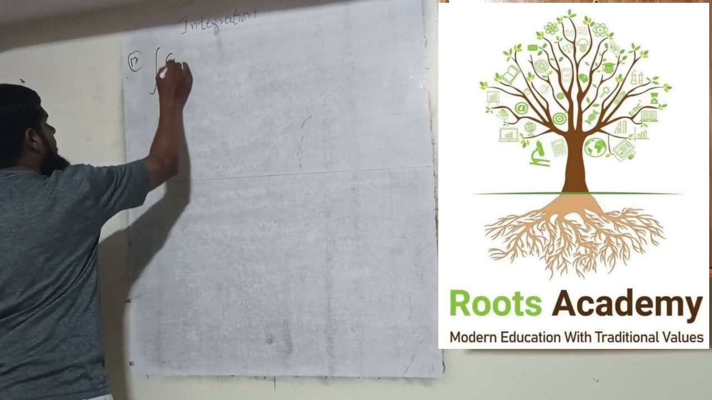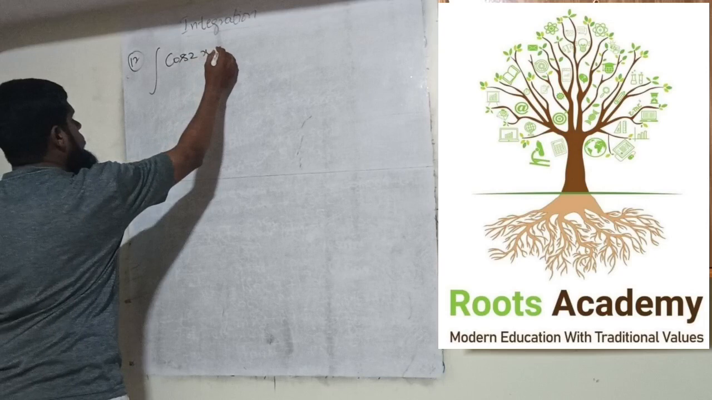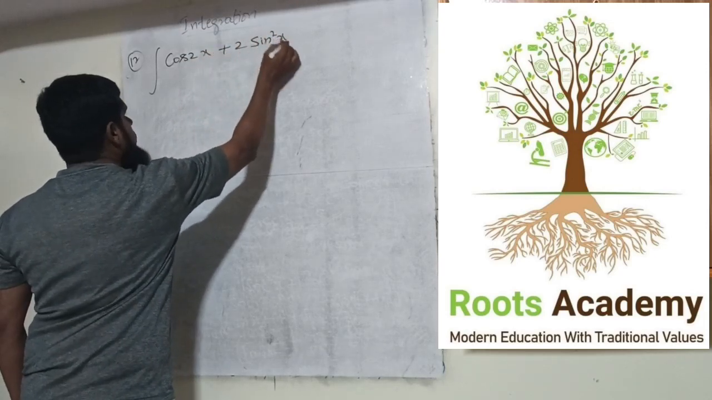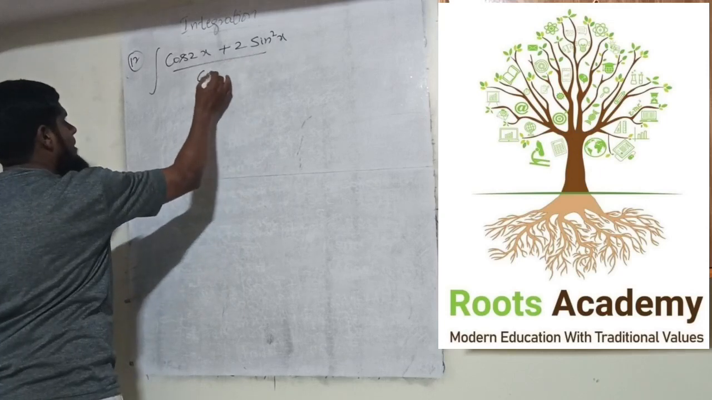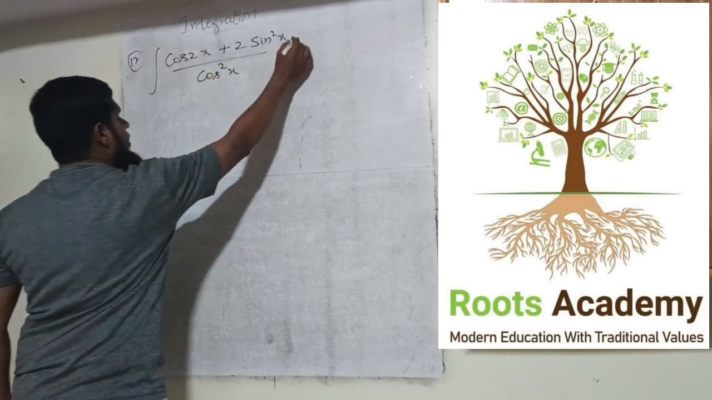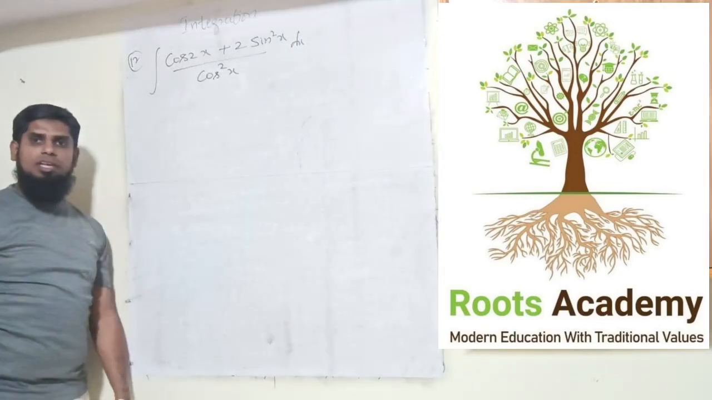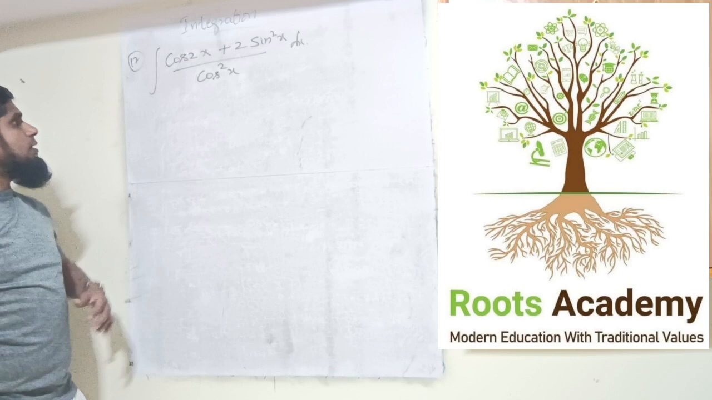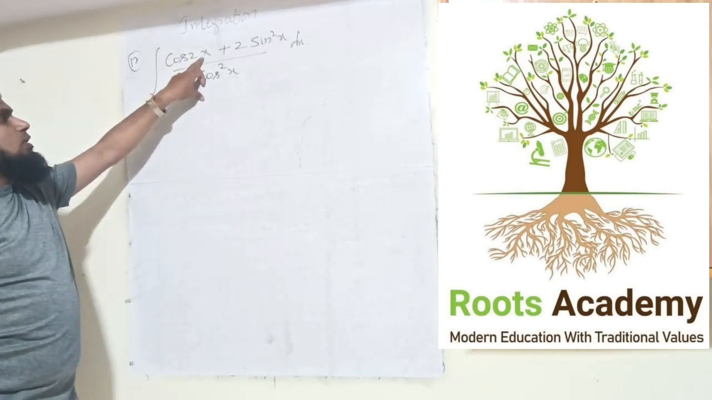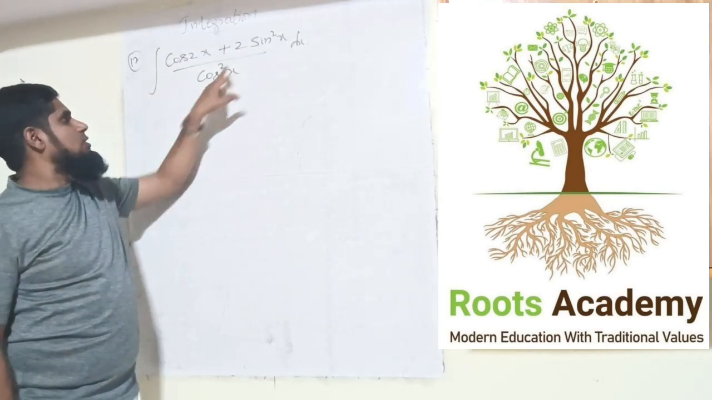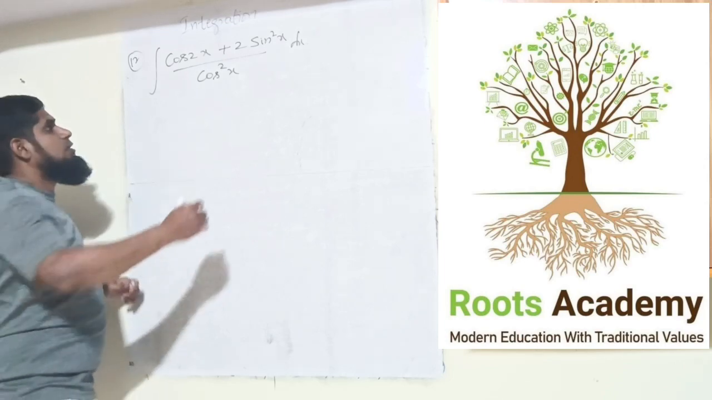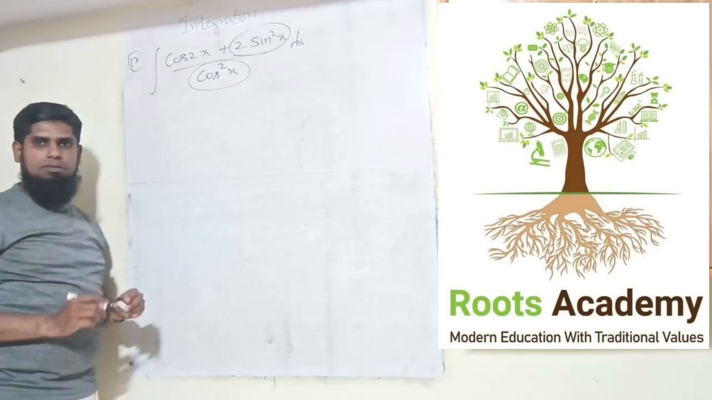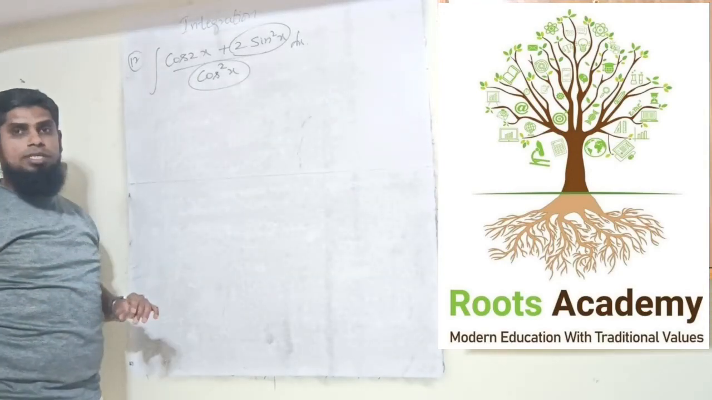Find the integral of cos 2x plus 2 sin square x divided by cos square x with respect to x. Very simple problem. Cos 2x plus 2 sin square x divided by cos square x. Here numerator second term and denominator first term is as it is, no changes.